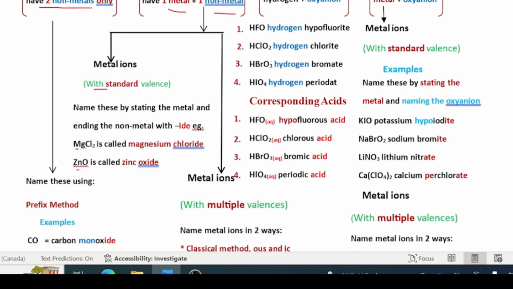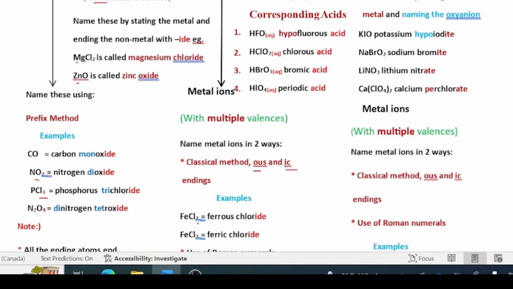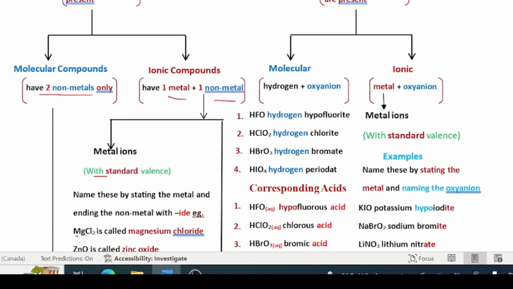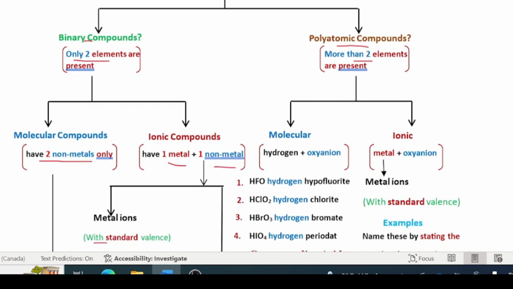But if it has a multiple valence, you can do the classical method of saying it's "ic" or "ous." For example, look, this becomes ferrous chloride because of the lower valency, 2 plus, ferrous chloride, or you can say ferric chloride, or you can do an IUPAC system where you use Roman numerals in brackets. This becomes iron 2 chloride, this one becomes iron 3 chloride here. That is finishing off with binary compounds. That's a quick review.